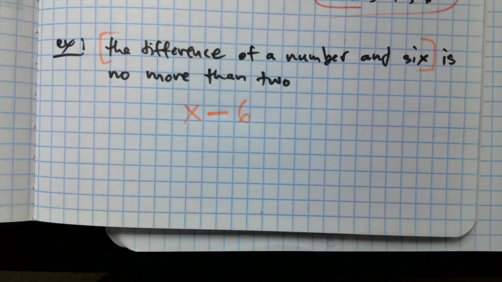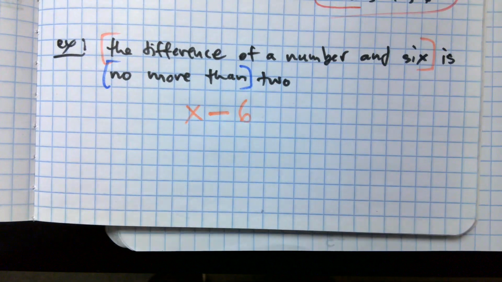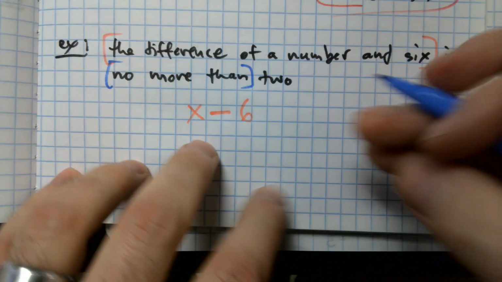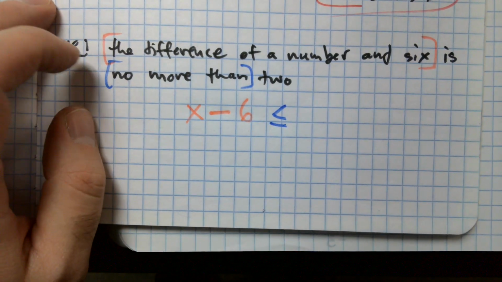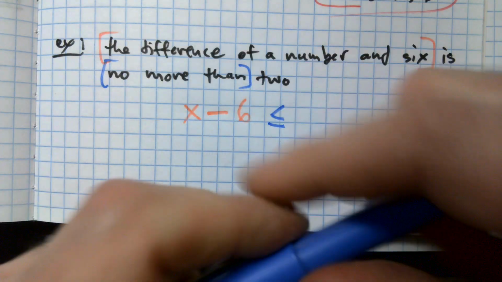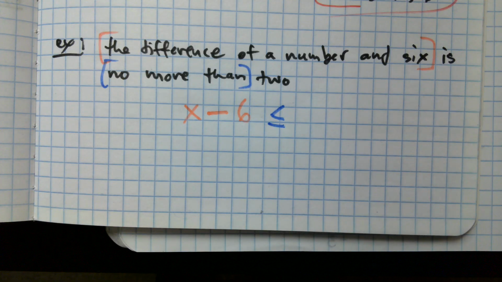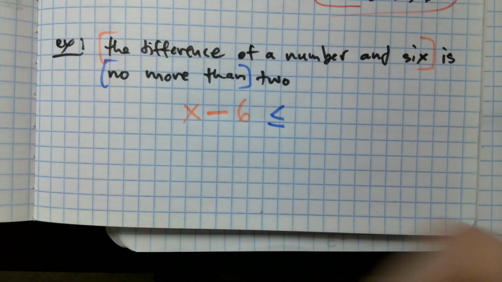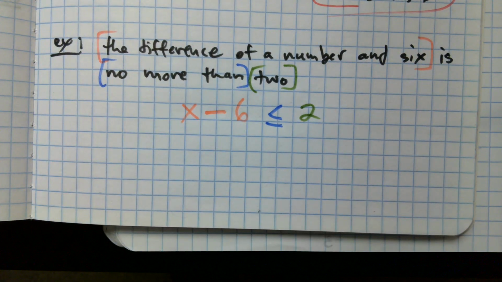Is no more than. No more than. What does that look like? What symbol am I going to write for no more than? Less than or equal to. They have names. As entertaining as it is to watch you go like this, they have names. Less than or equal to. Is that sign right? I appreciate it. 2. And how can I write 2? 2. Everybody with me so far?